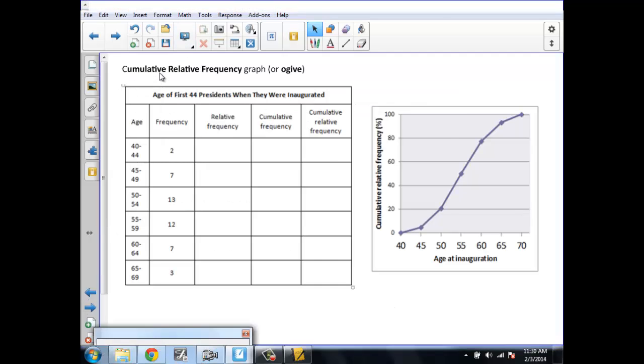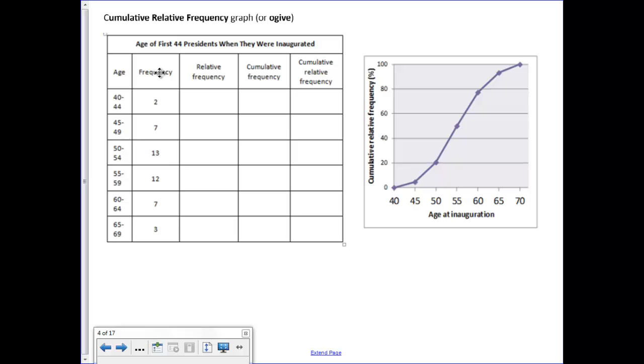A cumulative relative frequency graph. We kind of have 2 and 1 here. This is cumulative because it keeps adding on. We can find our relative frequency first, though. This is the age of the first 44 presidents and when they were inaugurated. So between that range of 40 to 44, there were 2 presidents that were inaugurated at that age. So my relative frequency is 2 out of 44.